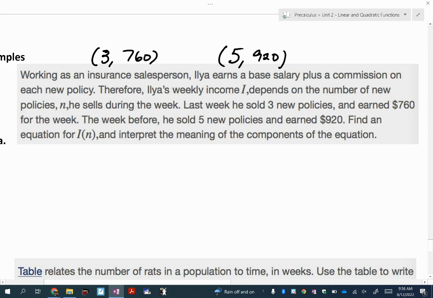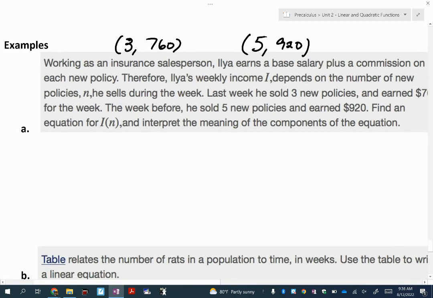Again, remember those y values, those salaries that he actually earned, tell you that in that number there is a base salary plus a commission for selling more stuff, or more insurance policies. We have I of n, and we need to find this in slope intercept form. So I'm going to put it in slope intercept, but you can use either one. I'm going to find the slope first, right? The change in y over our change in x.